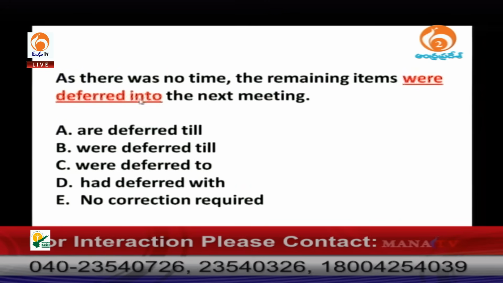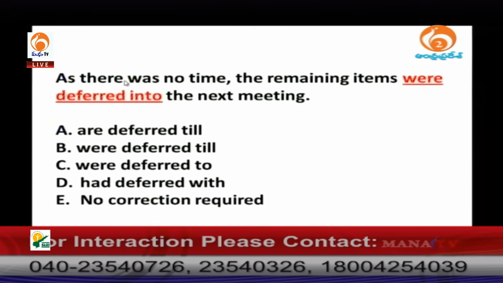When I have a word which is deferred, I cannot defer into something. I deferred till something. Till means till when it's going to happen, till when it's been postponed. So the correct answer is not were deferred into, it has to be till. So I have either option A or option B because both these options have the last word as till. Now, the only difference between A and B is A is "are" and B is "were". What is the difference? Are is present tense, were is past tense.